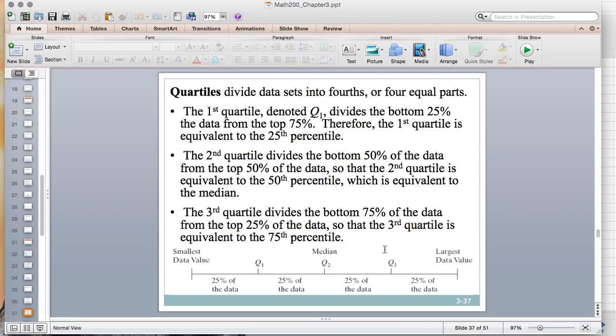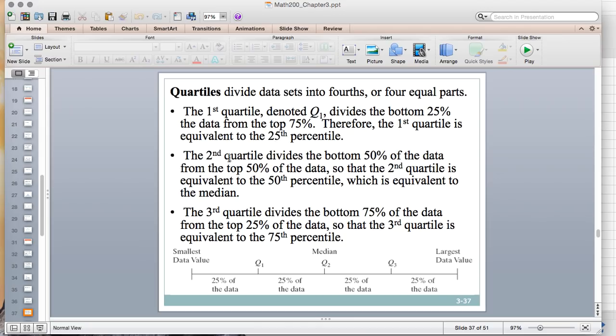Okay, now we're going to talk about quartiles. Now, you guys already know how to find median, which means that you also already know how to find quartiles, okay? So what quartiles actually do is they take your data and they divide it into 4 equal parts, okay? The first quartile, denoted Q1, just divides the bottom 25% of the data from the top 75%. So the first quartile is the same thing as the 25th percentile.